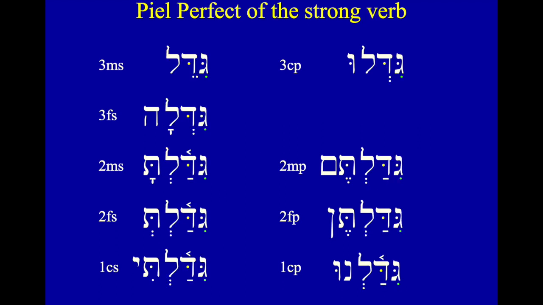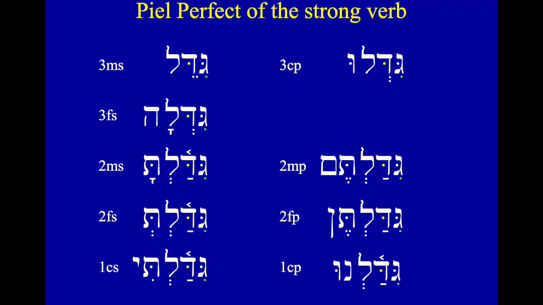So here's an example that's all fleshed out. This is our root gadol, which means big. If we think of this factatively, or to cause a state, then this would be to make big or enlarge, right? So gidel up there, the third masculine singular. Notice we have our gimel.